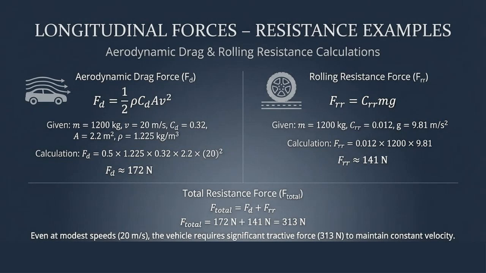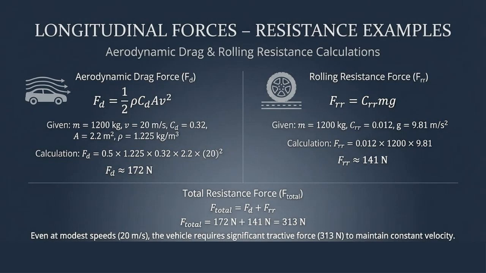A simple numerical example shows that aerodynamic drag becomes significant even at moderate speeds, and rolling resistance must be included for accurate vehicle modeling. We also observe that rolling resistance is independent of speed. In contrast, aerodynamic drag varies with the square of velocity.